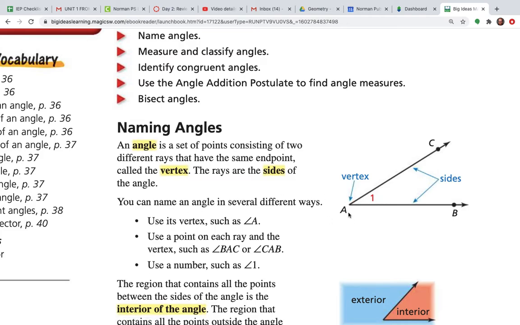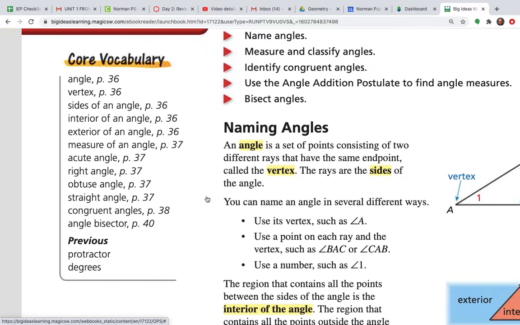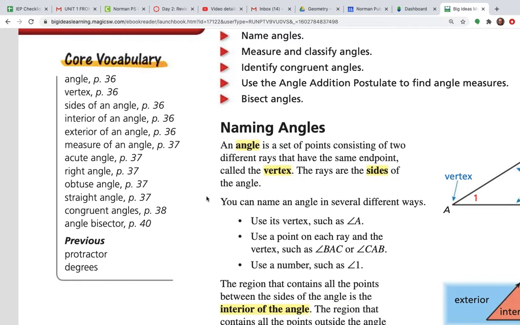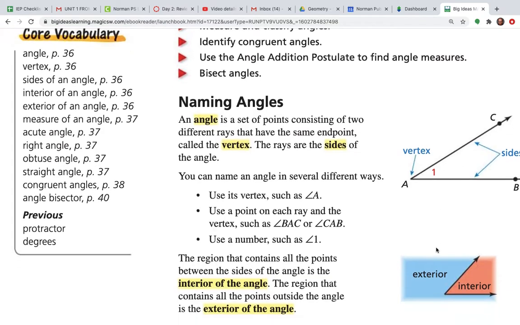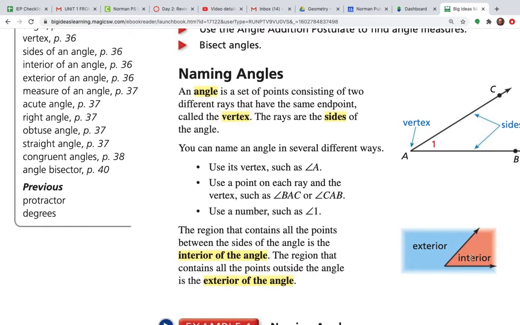The vertex is the point where those rays meet, or where they originate. So this point right here at the very tip is called the vertex, and that's a very important word to know. So make sure that you've got that one. The rays are the sides of the angle. This is the interior of the angle, and you can see it down here. Here's the interior of the angle. Here's the exterior of the angle.